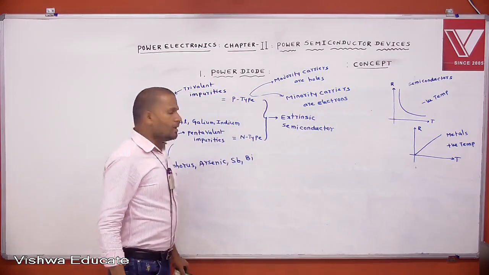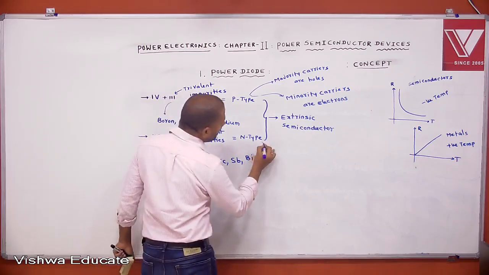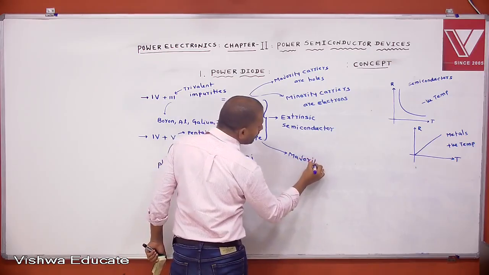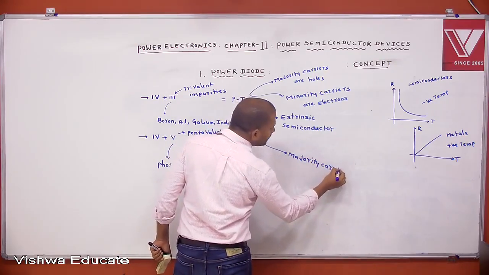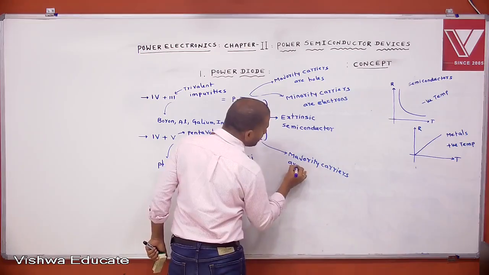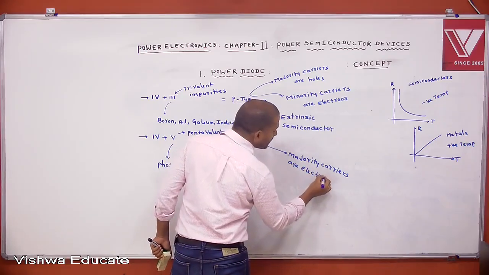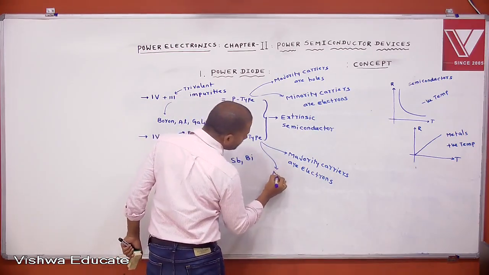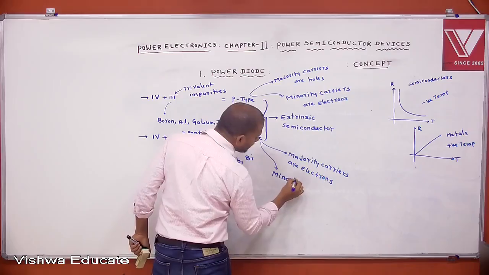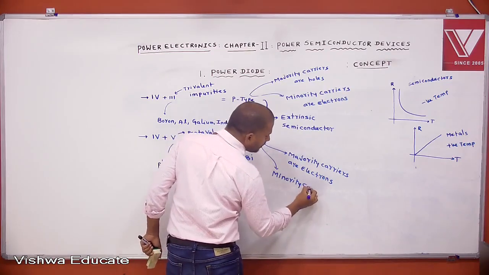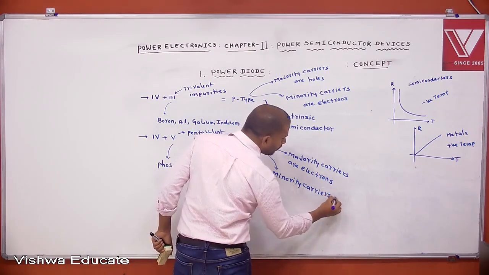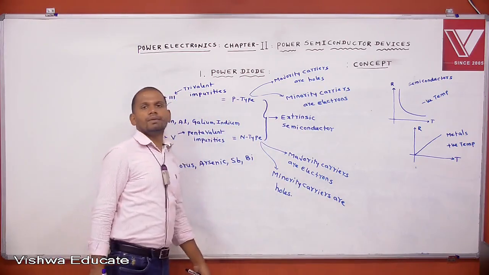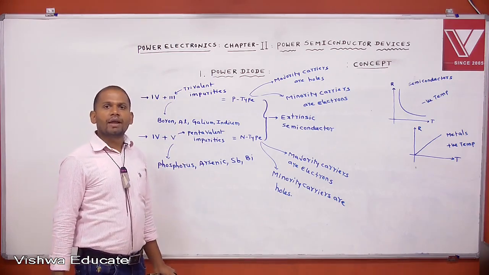Okay. Then in the case of an N-type semiconductor, which is the majority carrier? Majority carriers are electrons. Then which is the minority carrier? Minority carriers are holes.